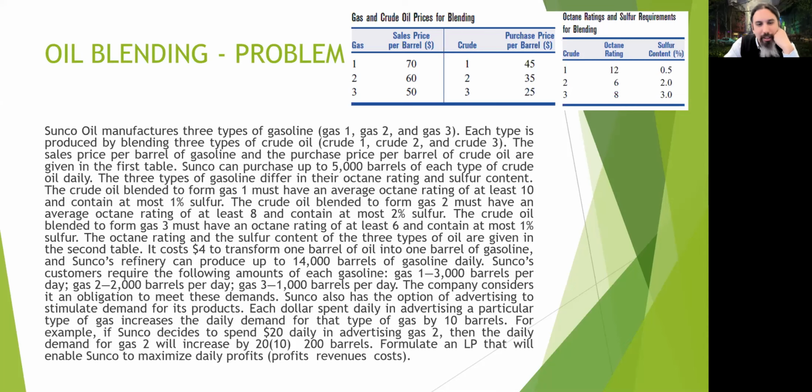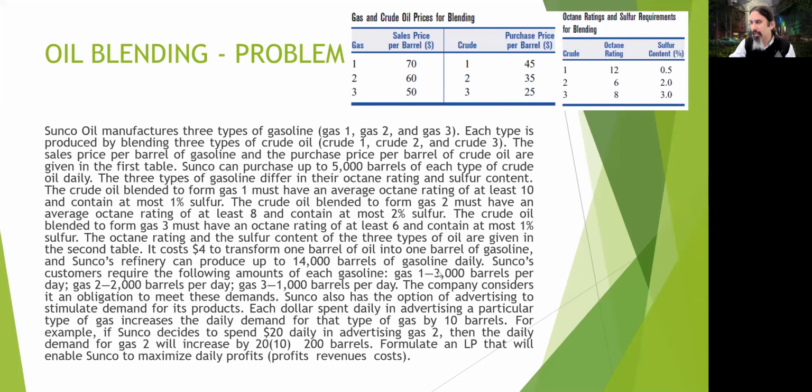Yeah. Okay. How can I write them? How can I write those though? Any ideas? Okay, let's start with the easy ones. Let's start with the obvious ones. For example, we have a demand for each gas. Think of the first gas. How many barrels do I have for demand for the first gas?